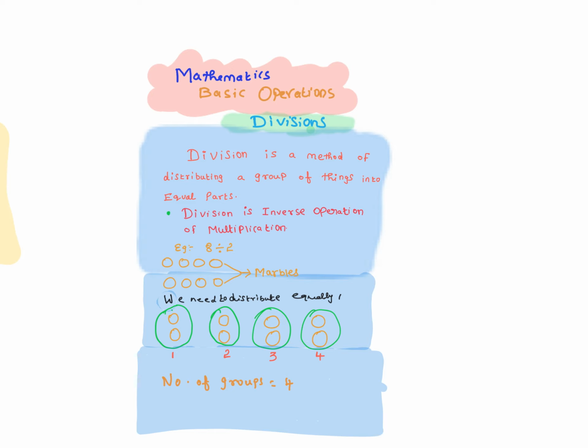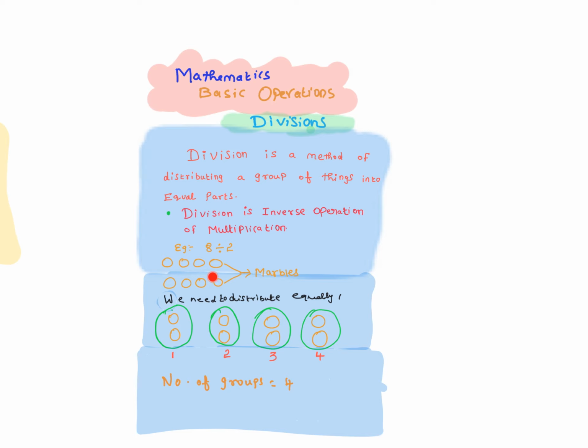For example, 8 divided by 2. So we have a total of 8 marbles here, and we have to divide them by 2. We are dividing those 8 marbles by 2, which means the number of groups is what we need to find.